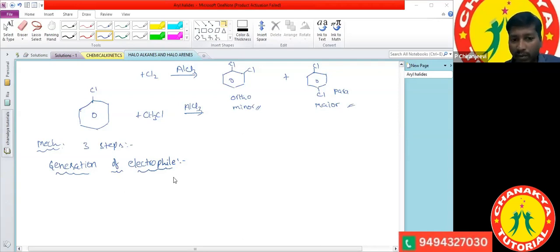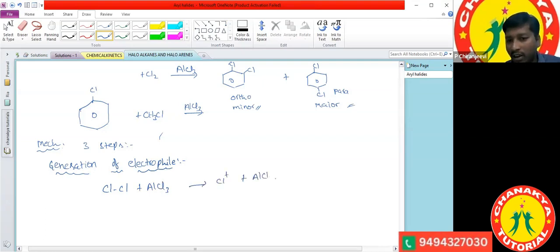For example, the first reaction you can check here. We had taken a chlorine molecule. In a chlorine molecule, how many atoms are there? Two chlorine atoms. If it is treated with AlCl3, it forms Cl plus and AlCl4 minus. The positively charged ion is called the electrophile. In the chlorine molecule, what is the electrophile? Cl plus is the electrophile.